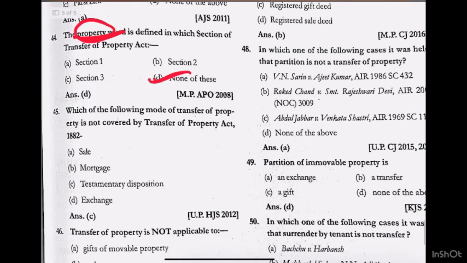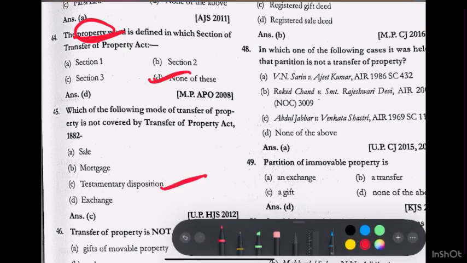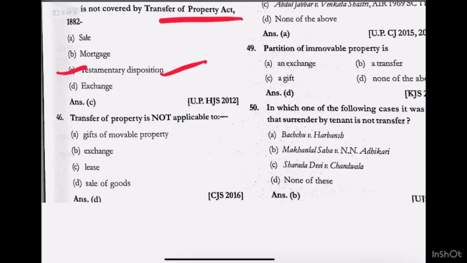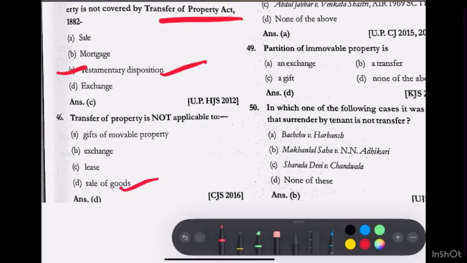Which of the following modes of transfer of property is not covered by the Transfer of Property Act 1882? The correct answer is testamentary disposition, and all the other three are dealt with under the TPA. The Transfer of Property Act is not applicable to gift of movable property, exchange, lease, or sale of goods, because sale of goods is dealt with under the Sale of Goods Act.